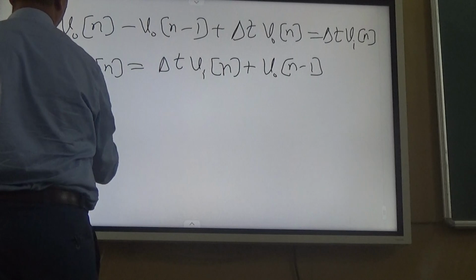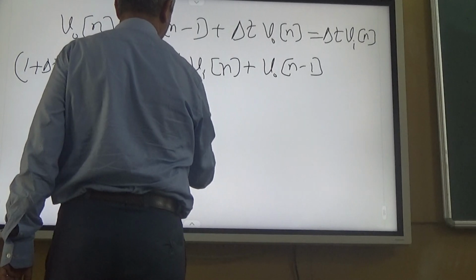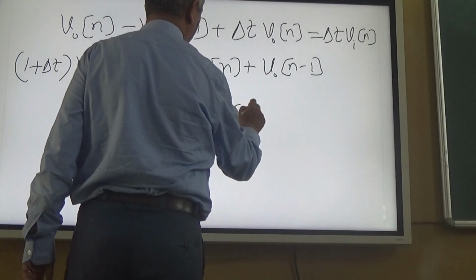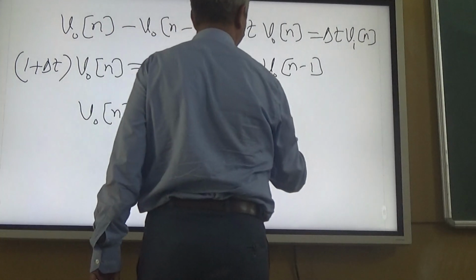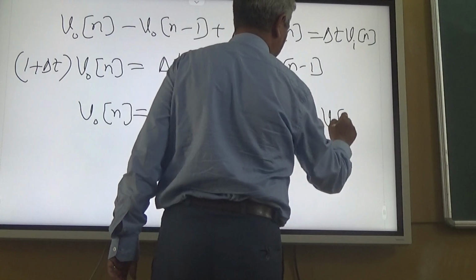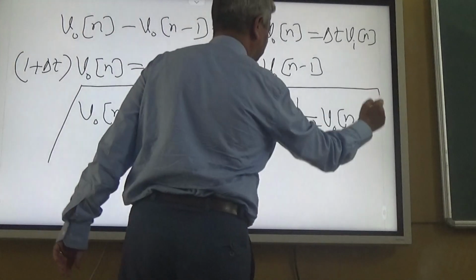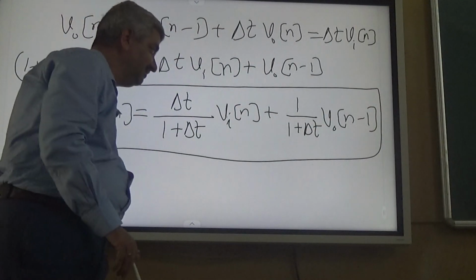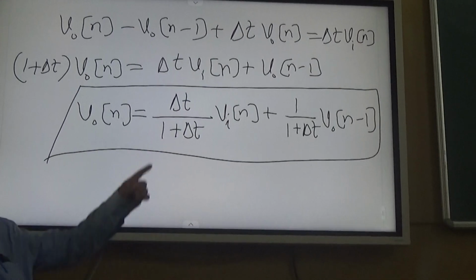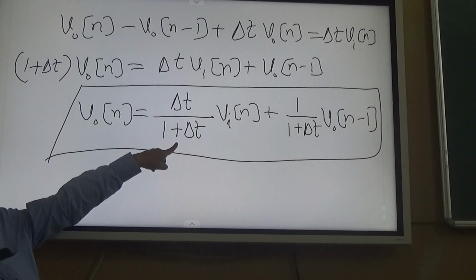So VON is equal to delta T upon 1 plus delta T VIN plus 1 upon 1 plus delta T VON minus 1. This is the answer. Means current output is equal to previous output into something plus something into current input.